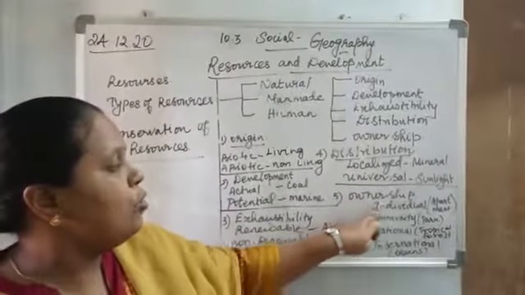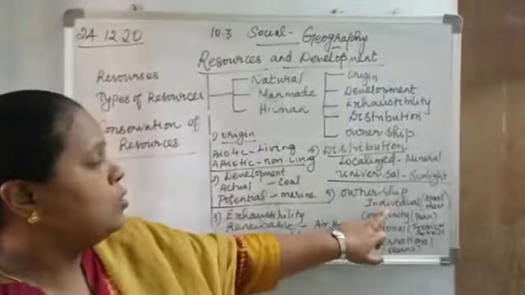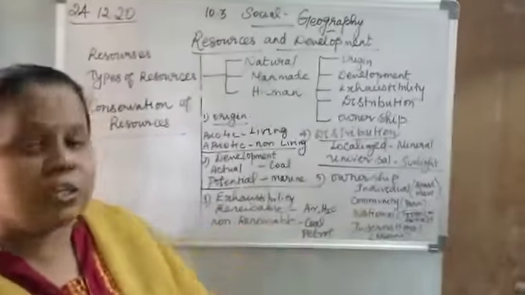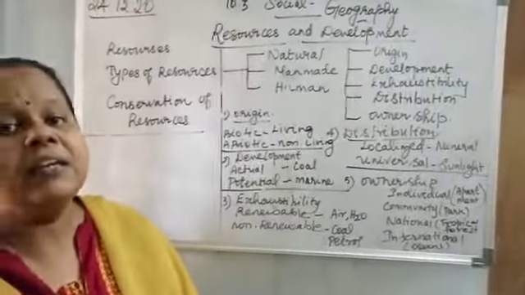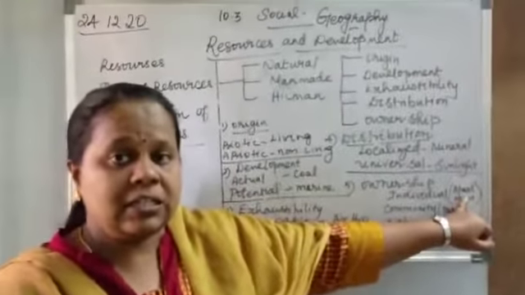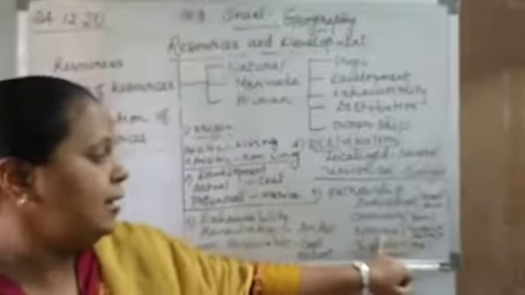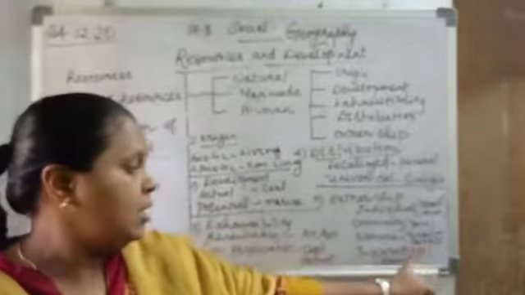And finally, we will go for ownership. Under ownership, it is divided into individual, community, national and international. Example for individual, apartment. Community, park. Then national, tropical forest.